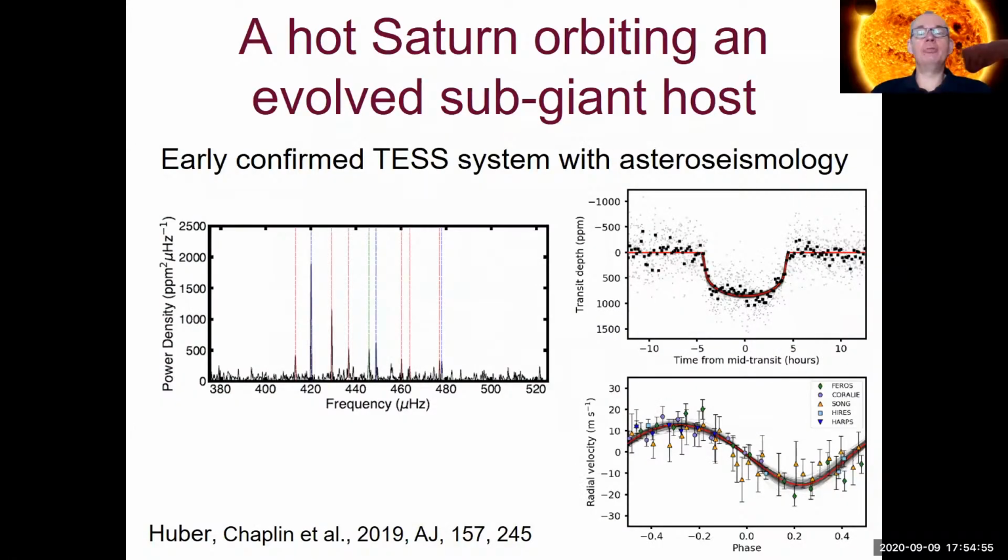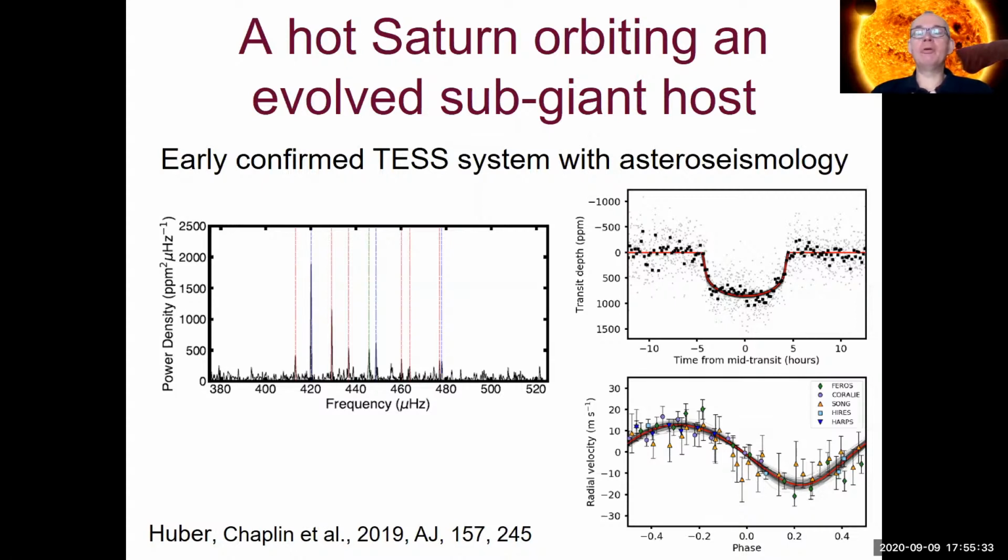One of the other things we've been doing with TESS is using asteroseismology of planet-hosting stars to parameterize and constrain the properties of the host star, and hence to place constraints on the planets that have been discovered. This was actually the first system where TESS had discovered a planet, and the star was also bright enough to enable us to do the asteroseismology. On the left-hand side, we've got the oscillation spectrum of the star. We used that to measure the properties of the star in great detail.